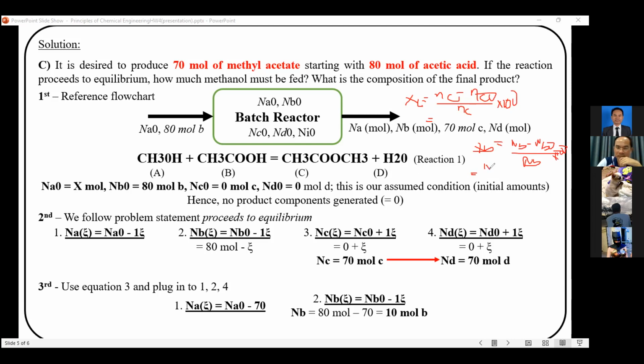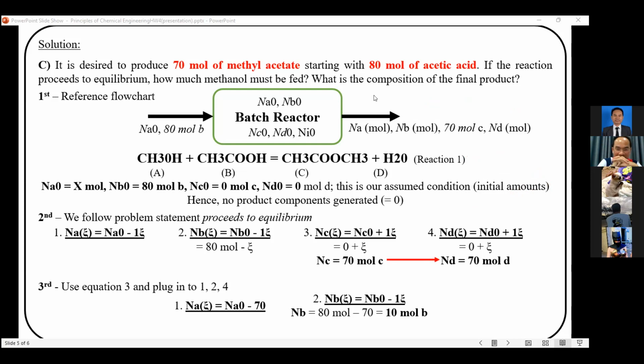Okay, 10 minus 80. Wait. I think this is negative. It should be inlet minus outlet. It should be 80 minus 70 divided by 80. We get about 86 or 87%. The conversion is the inlet limiting reactant minus the outlet limiting reactant, divided by the inlet, and then you multiply by 100%.